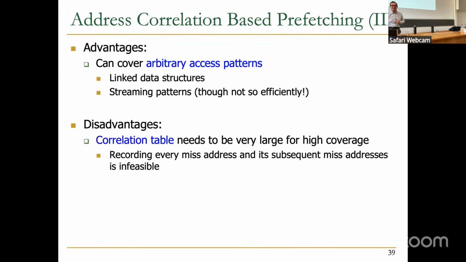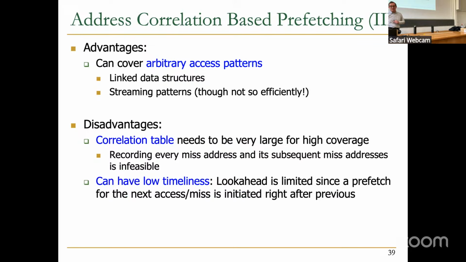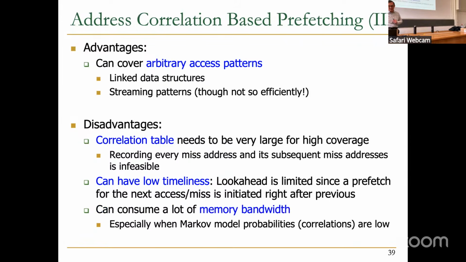Correlation table needs to be very large for high coverage because it needs to record every miss address and subsequent miss addresses, sometimes multiple times, assuming how you organize the keys and values. It can have low timeliness because you initiate a prefetch for the next access right after the previous, but you can improve this, of course, right? By being more aggressive. You can basically index into the table once, get the prefetch address and index again. You can speculatively index the table with prefetches, right? So that's possible to improve timeliness. And it can consume a lot of memory bandwidth, especially when these probabilities or Markov model correlations are low. And that's in general a problem.